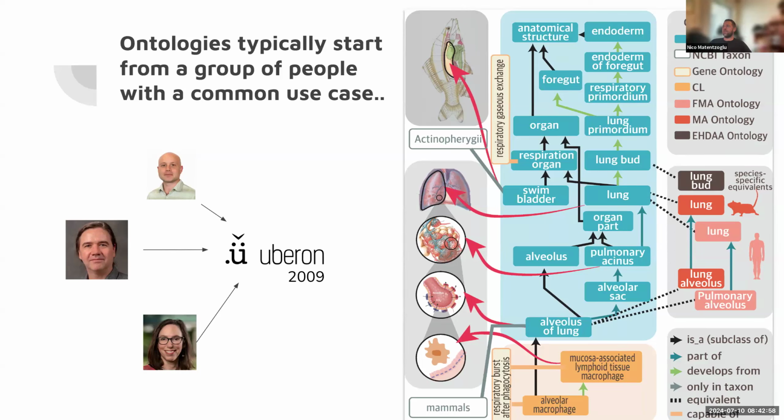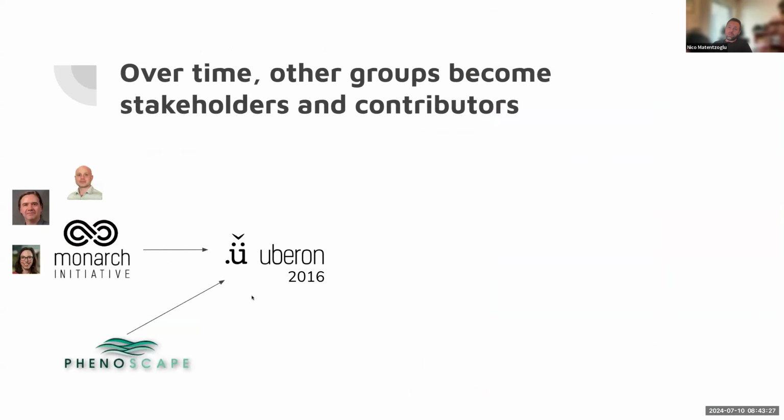So here we can see the example: the Uberon ontology was created by a few people, in this case Chris, David, and Melissa in 2009, who came together with a shared use case. They needed a species neutral, or at least vertebrate neutral, anatomy ontology that would allow them to integrate species-specific anatomy ontologies that existed at that time. And they came together and started developing the ontologies together. They were a relatively small team.